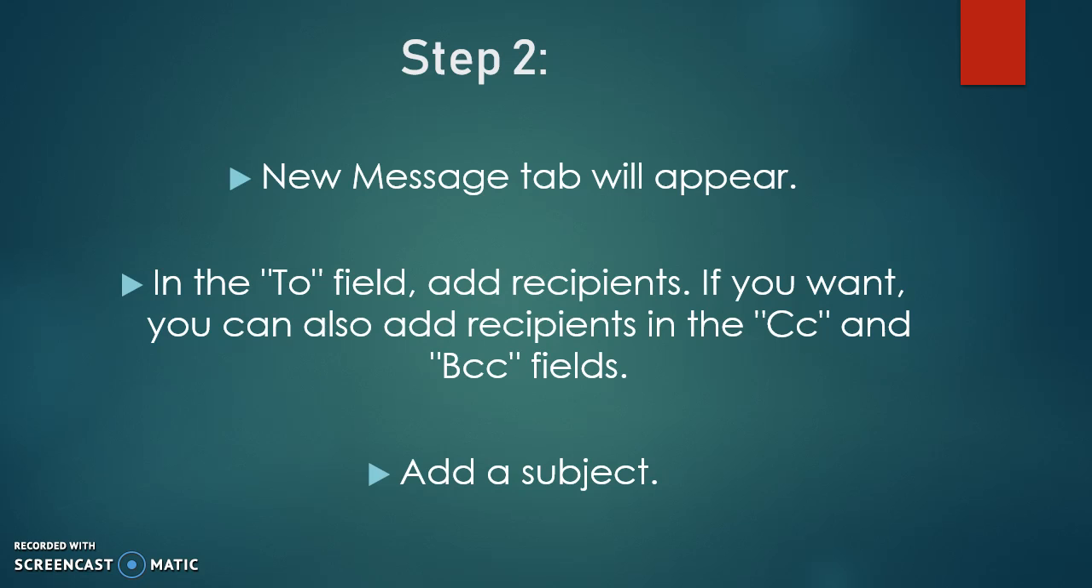In the To field, you will add your recipients. If you want, you can also add recipients in the CC and BCC fields. The recipients can be 1, 2, 5, or however many you would like to send your email to. Once you have your recipients in your To field, you will move on to the subject. You will add a subject to your email.